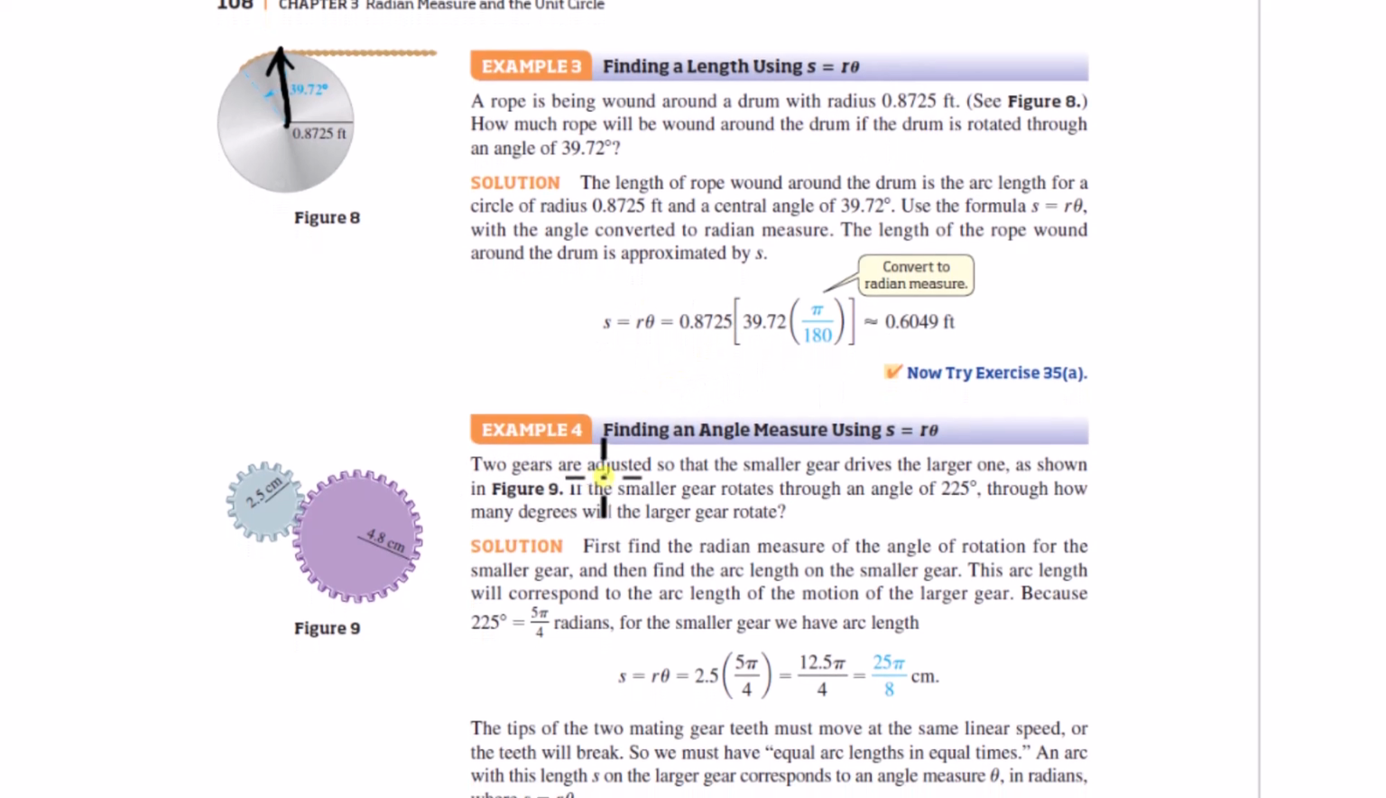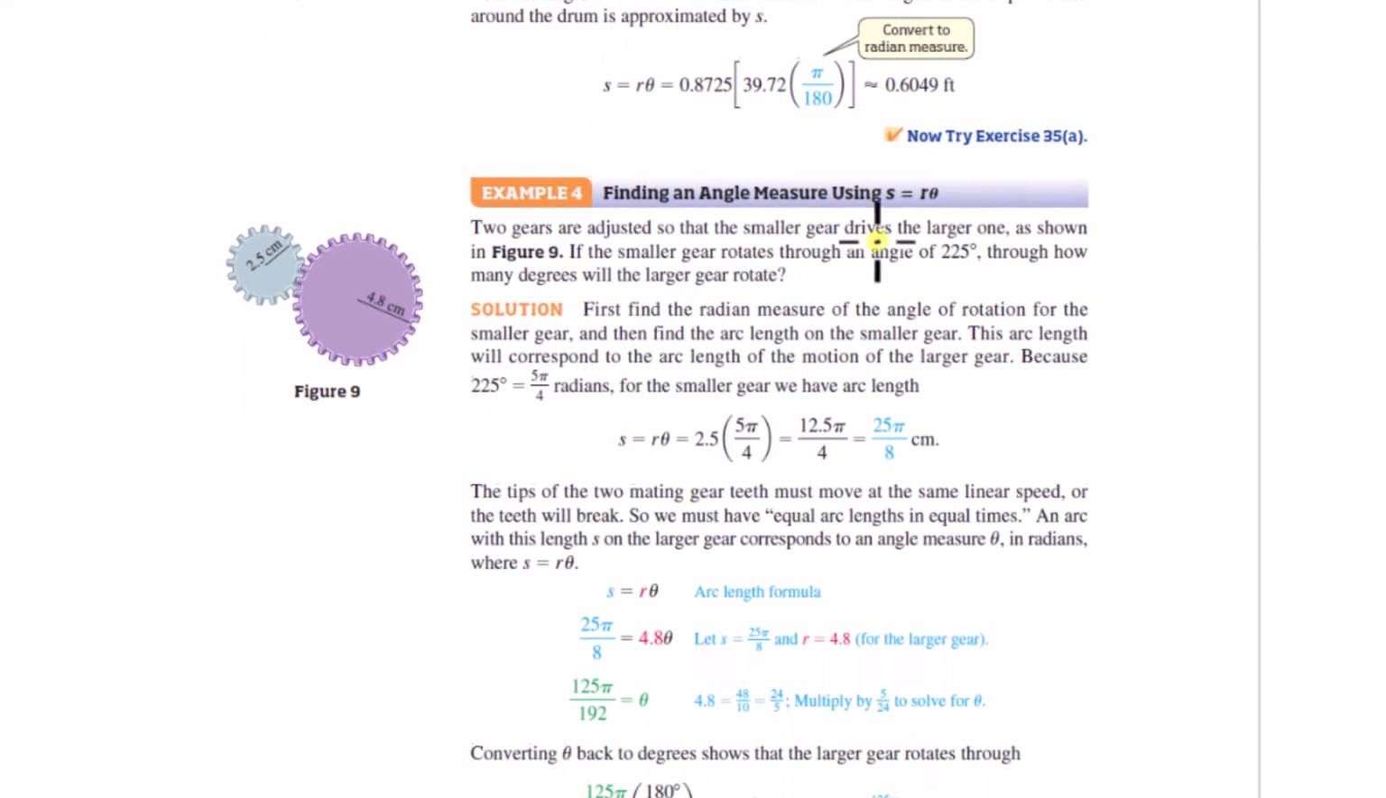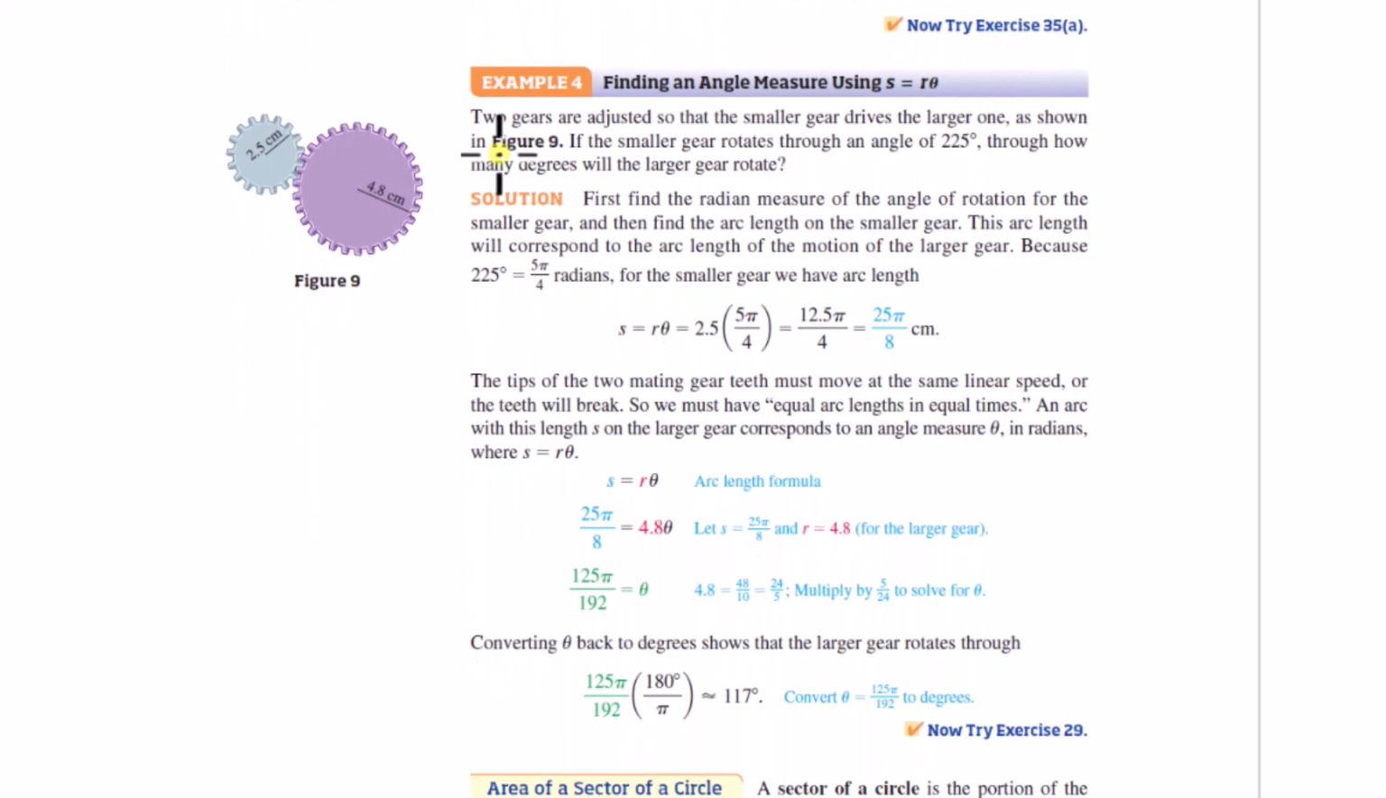All right, 2 gears are adjusted so that the smaller gear drives the larger one, as shown in figure 9. If the smaller gear rotates through an angle of 225 degrees, through how many degrees will the larger gear rotate? Okay, yeah, this is interesting. So we've got the radius of these 2 gears. If this small gear rotates 225 degrees, then how much does the larger gear rotate? How can we figure that out?